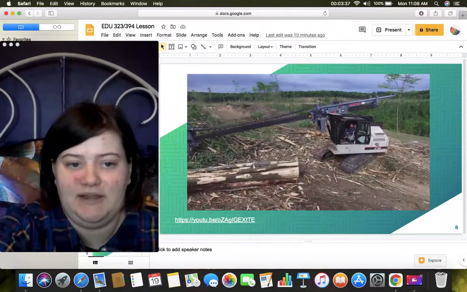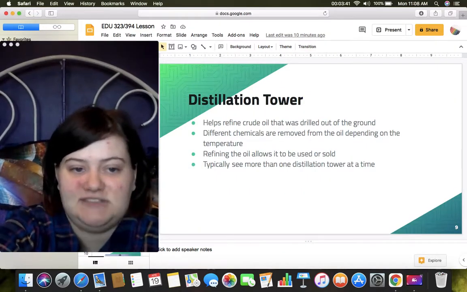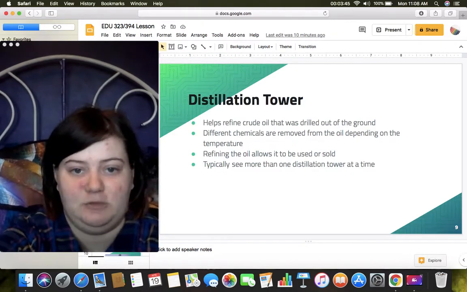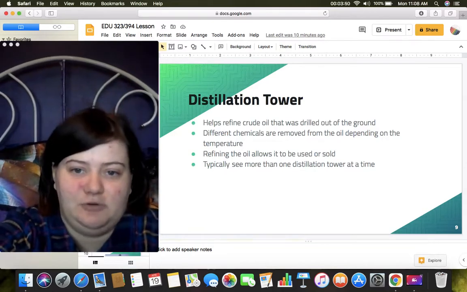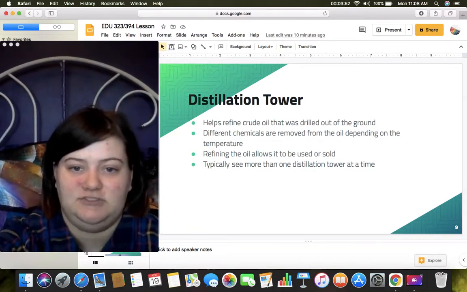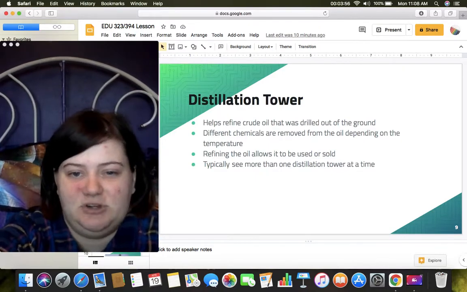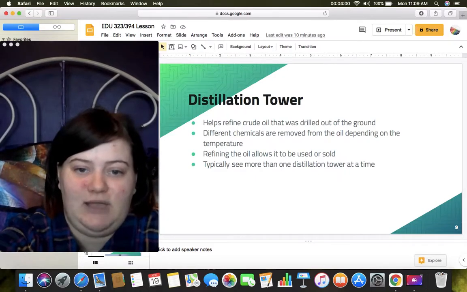And then our last tool is the distillation tower. This is a huge tower found in reserved places. That helps refine crude oil that was drilled out of the ground. So there are different chemicals that are removed from the oil depending on the temperature of the distillation tower, which allows the oil to be used or sold once it is refined.